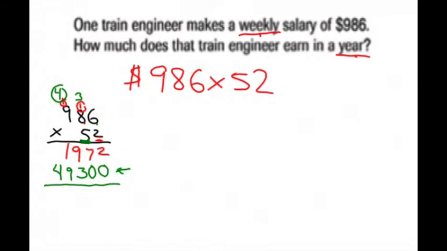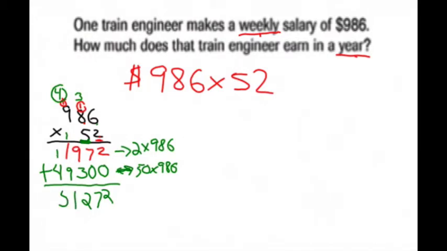And now I need to add my red plus my green. This stands for 2 times 986, and this here stands for 50 times 986. So 2 plus 0 is 2, 7 plus 0 is 7, 9 plus 3 is 12, regroup the 1, 9 plus 1 is 11, regroup the 1, 51,272. And this is the TA, or traditional algorithm.